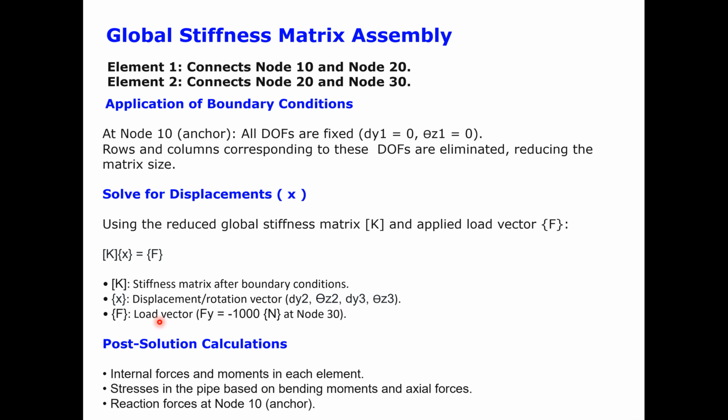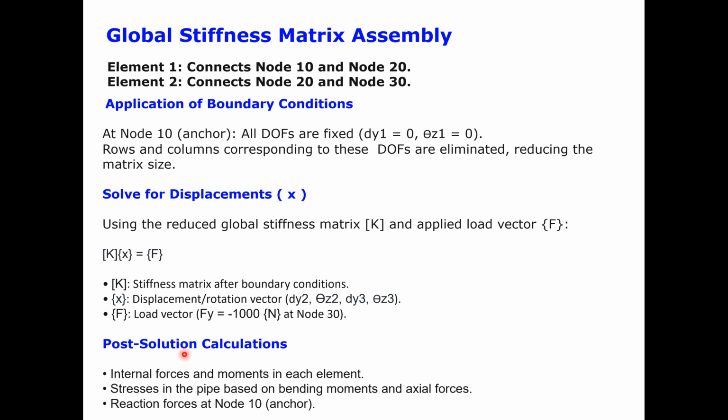The load vector, which is Fy in our case, is minus 1000 Newton at node 30. This is the force applied in the downward direction, that's why it is negative, and the reaction force against this will be in the opposite direction, which will be 1000 Newton.